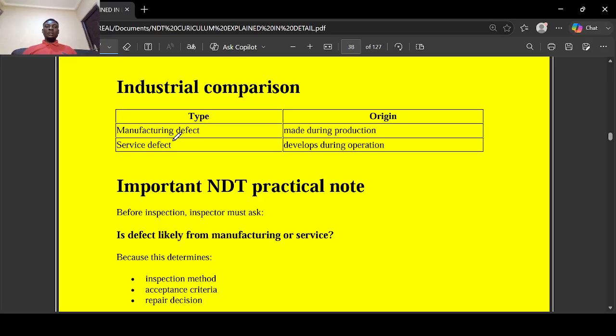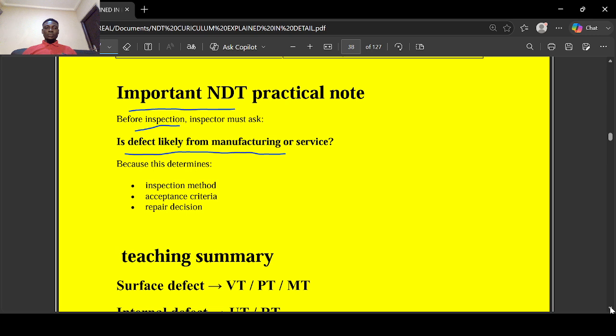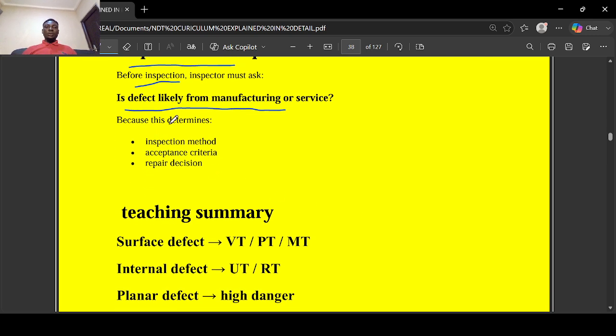Industrial comparison: manufacturing defects are made during production, service defects develop during operation. Important NDT practical note: before inspection, the inspector must ask, is the defect likely from manufacturing or service, because this determines the inspection method, acceptance criteria, and repair decision.